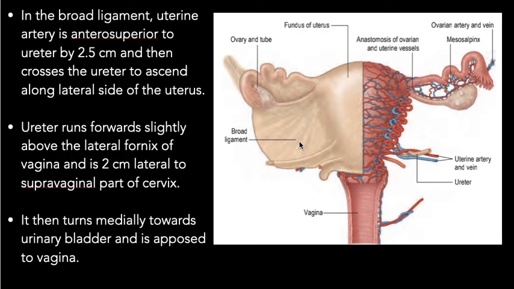Right, in the broad ligament, the uterine artery is anterior superior to the ureter by 2.5 centimeter, you can see over here. Then it crosses the ureter to ascend along the lateral side of the uterus, right? The ureter runs forward slightly above the lateral fornix of the vagina and 2 centimeter lateral to the supravaginal part of the cervix, then turns medially towards the bladder and is opposed to the vagina.